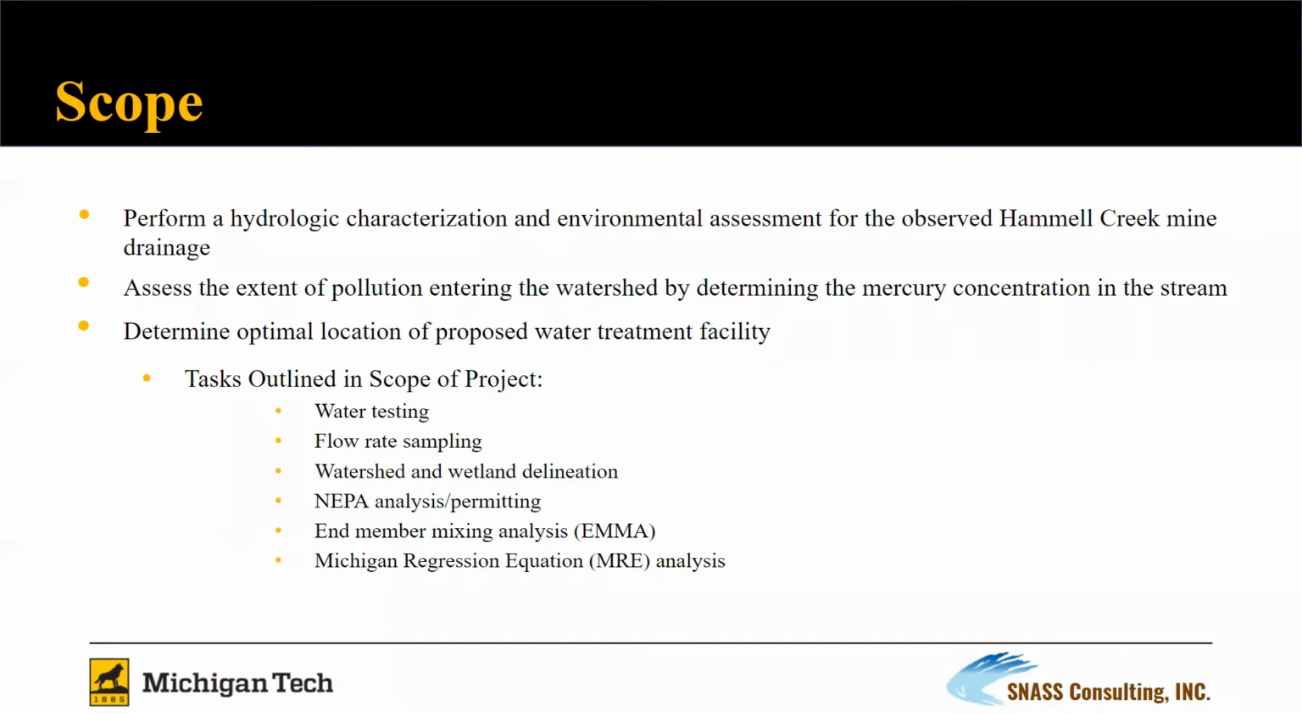And this is a list of the different tasks we've done throughout the project. We did water testing of collected samples from Hamel Creek to determine things like mercury concentrations and conductivity. We also did flow rate sampling at different locations along Hamel Creek to get a good idea of how flow rate occurs throughout the system. We also did a watershed and wetlands delineation to outline the boundaries of the water system. And then we also did a leak analysis and an analysis of the different permits necessary for this project. To get a better idea of flow rate, instead of just measuring, we also did some mathematical estimations. This includes the end member basin analysis, and we also did a Michigan regression equation for NRE.